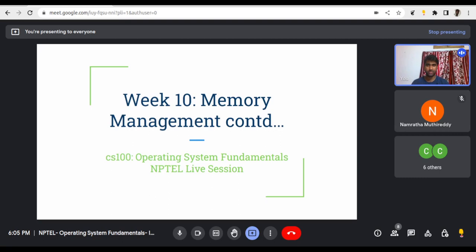So this week we will be solving a few numericals related to memory management and virtual memory towards the end of the session. Previously, in the week 9 session also, we solved a few numericals related to memory management. So we'll continue to do the same. There will be a few theory questions also.